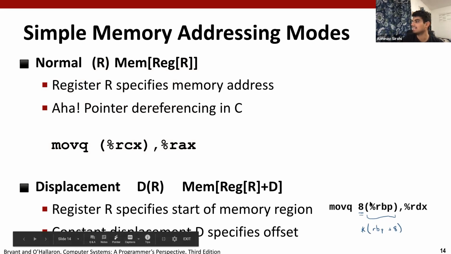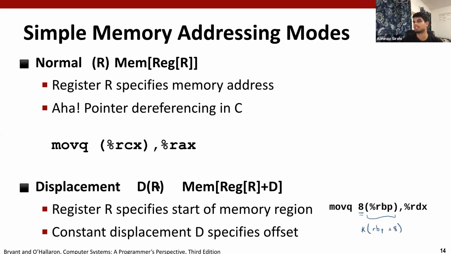So if you put an 8 next to the parentheses, that means we take RBP, add 8 to that memory address, and then dereference it. So this 8 on the side here just signifies addition. So if we have any value D next to the register in parentheses, that means we're accessing the memory at whatever is at the register R plus D.